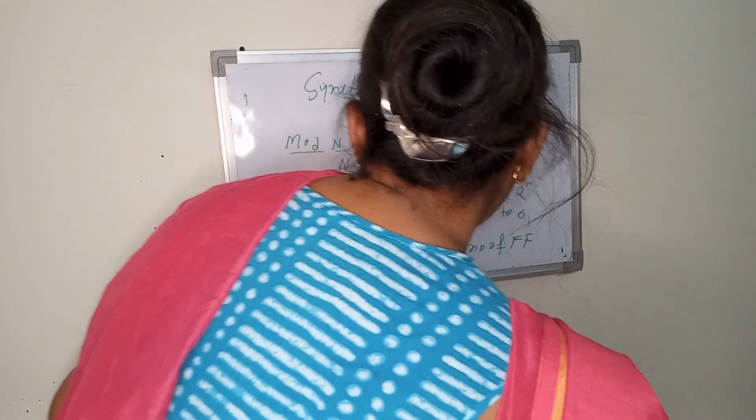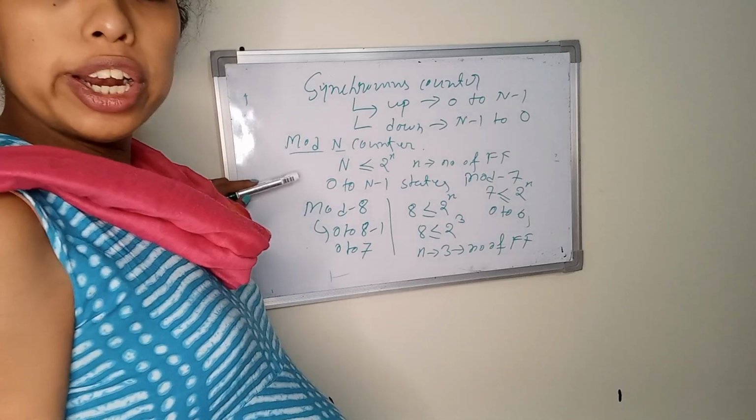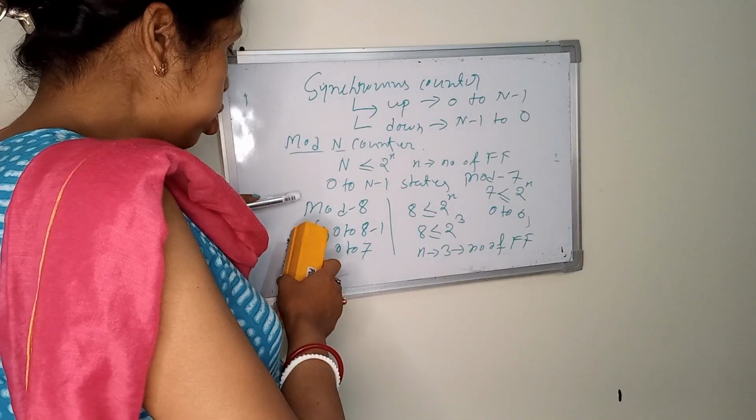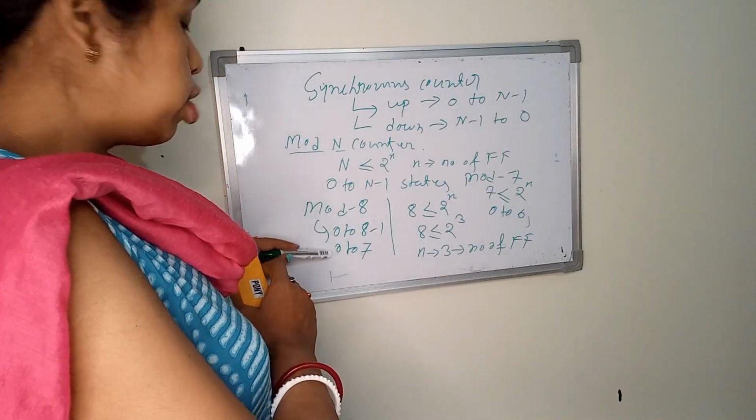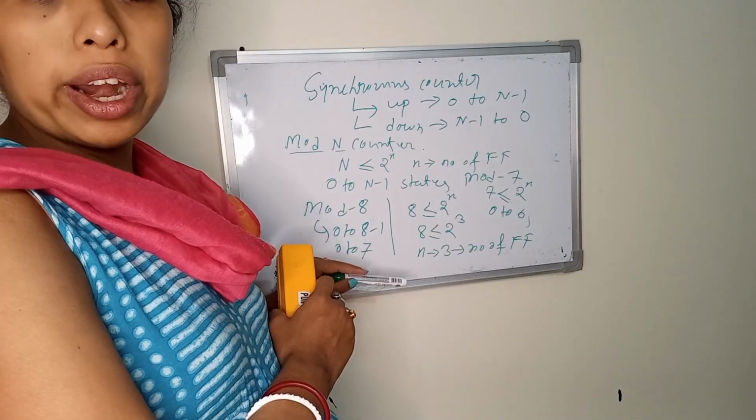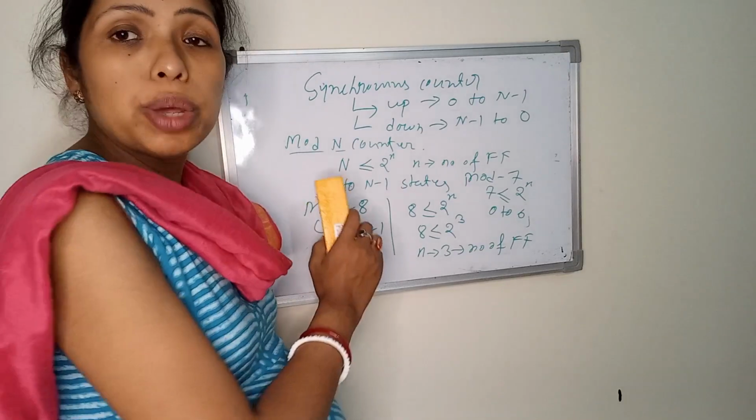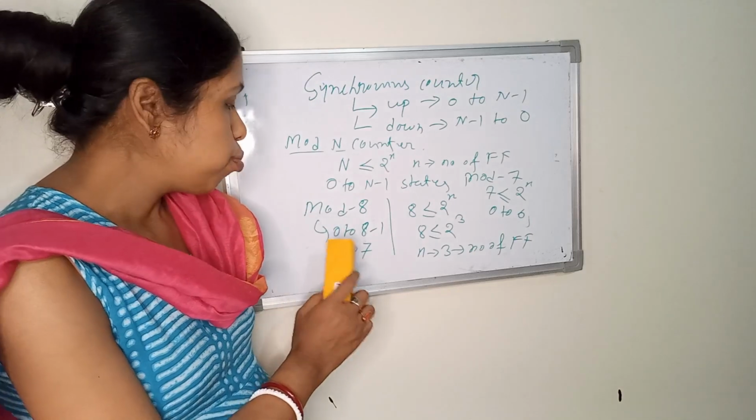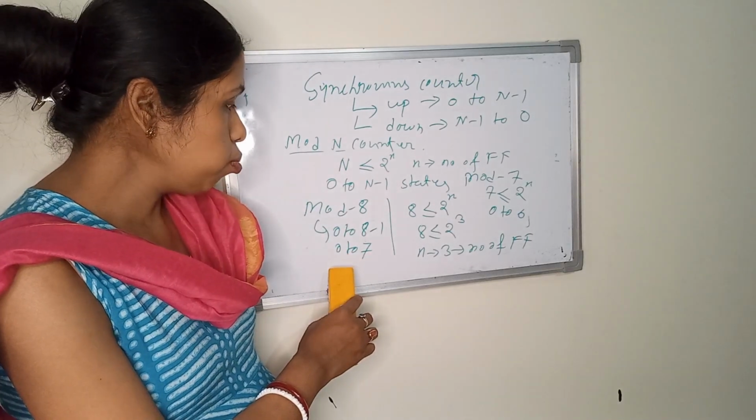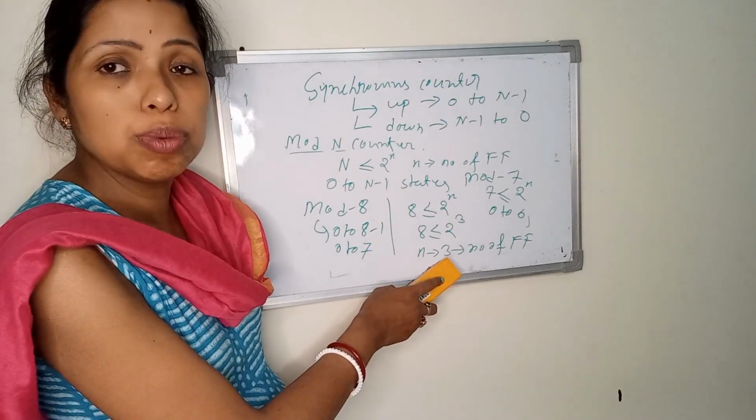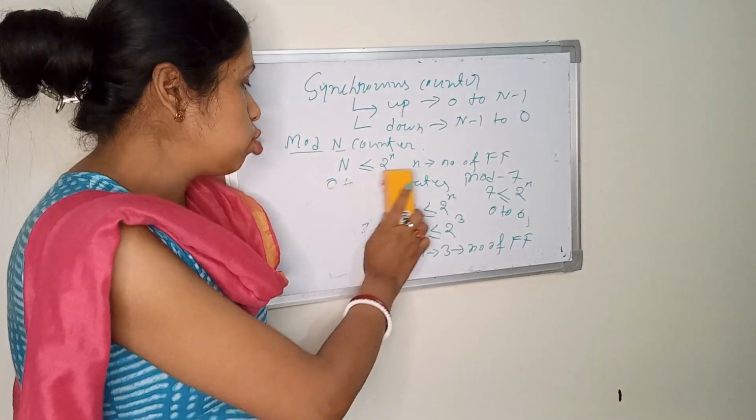In the mod 8 counter, a total of 0 to 7 states are required. For that, how many flip-flops are required? Three flip-flops are required. So try to remember this.